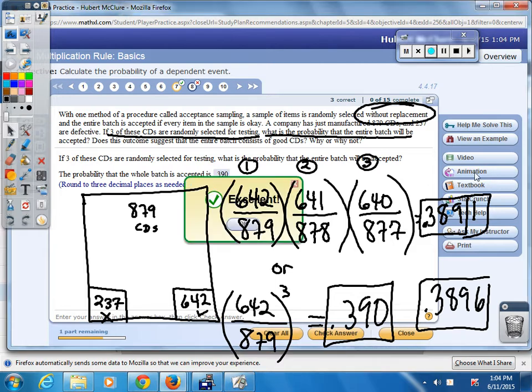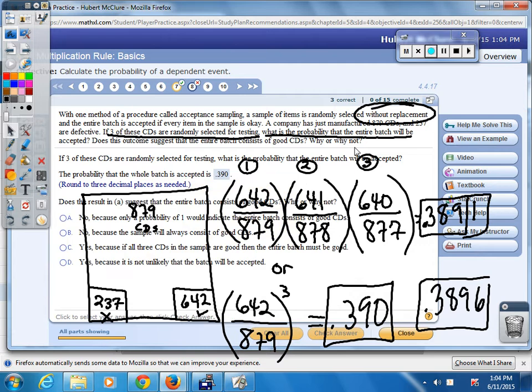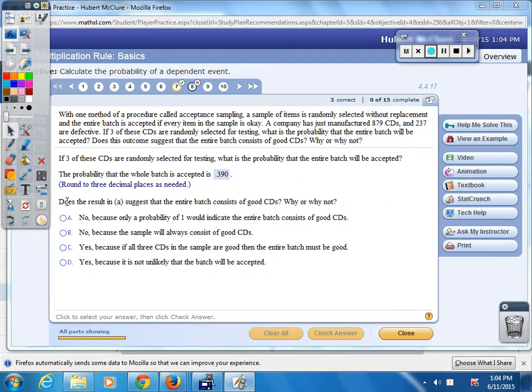0.390. Yeah, they got a tolerance in there, 0.001 or something like that. Okay? What does that thing say? I hate these questions. That's why we change in books, because of these stupid questions. Does the result in A suggest that the entire batch consists of good CDs? Well, 39. What is the probability that the whole batch is accepted? 0.39 probability or 39% chance. What would you say? Well, it's not half, is it? So I would say, does it suggest the entire batch are good? I would say no.